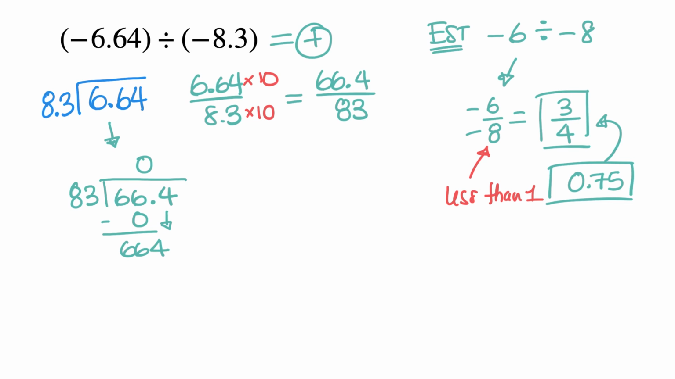Well, given that my estimate here says 0.75, the first digit here is a 7, I could maybe estimate that 83 is going to fit into 664 maybe 7 times, or maybe if I round up, 8 times. So let's do that multiplication out. I've got 83 times 7, and I've got 83 times 8.